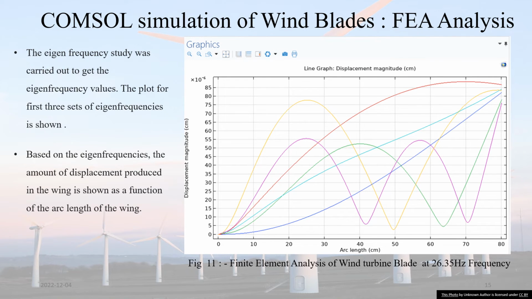And in figure 11, we can see finite element analysis of the wind turbine blade, and there is a brief comparison of arc length versus displacement magnitude. So the eigenfrequency study was basically carried out to get the eigenfrequency values, and the plot for the first three sets of eigenfrequencies is shown here in figure 11. And based on the magnitude of the frequencies, the amount of displacement produced in the wing is shown as a function of arc length of the wing.